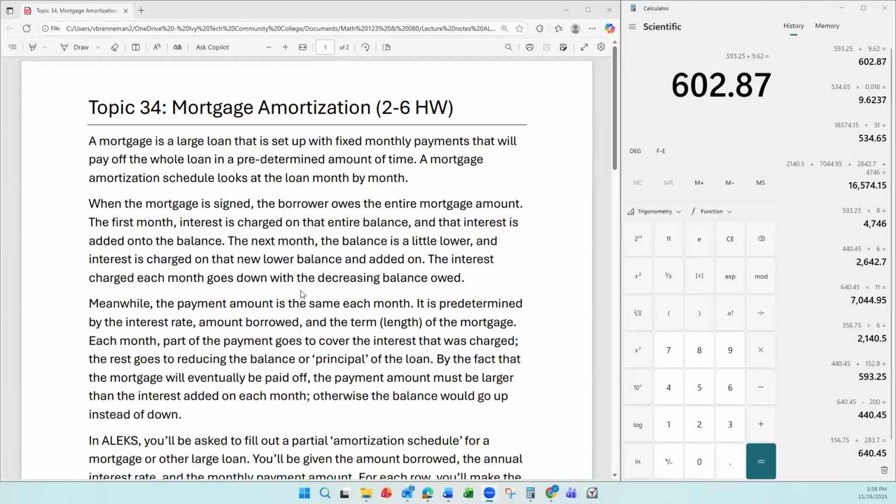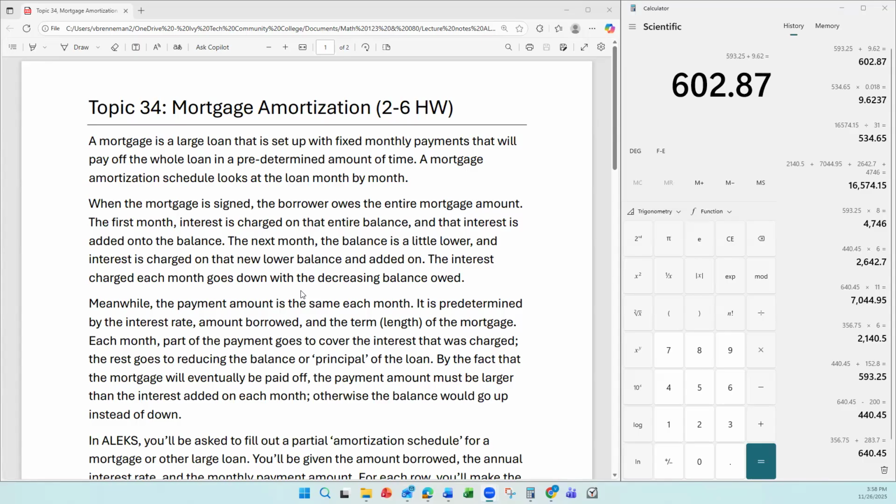This video is over topic 34, looking at mortgage amortization, which is looking at a mortgage month by month. So a mortgage, you take out a large loan for a certain amount of time. You're going to have a fixed monthly payment. As you pay that, you're also getting charged interest each month. So first month, you're getting charged interest on the whole amount borrowed.